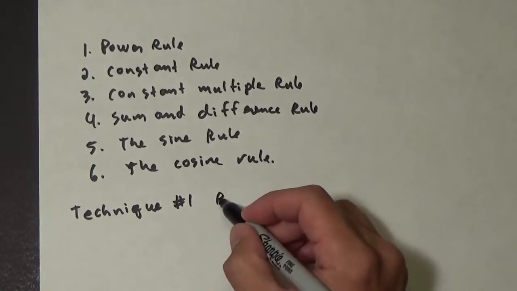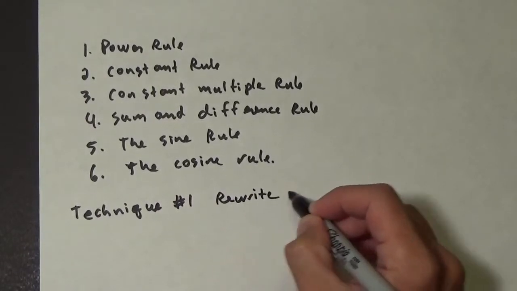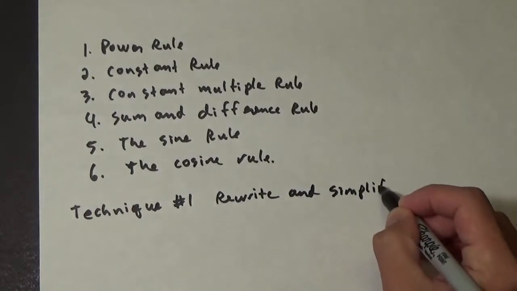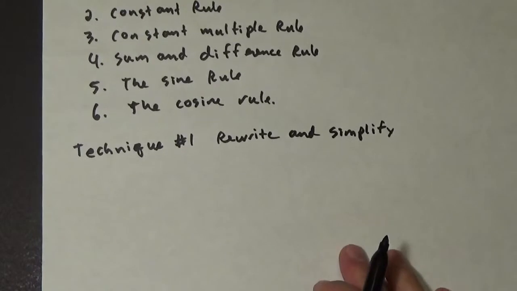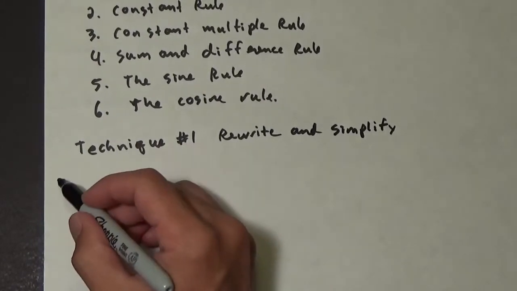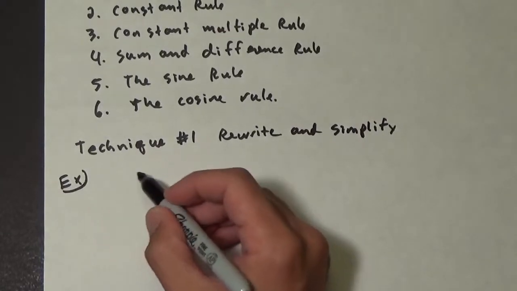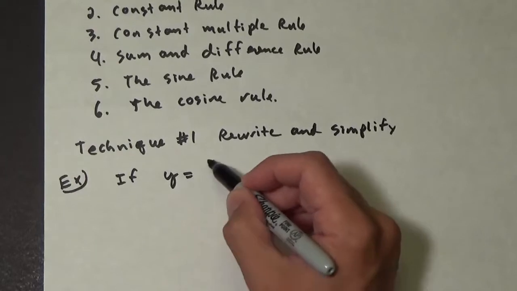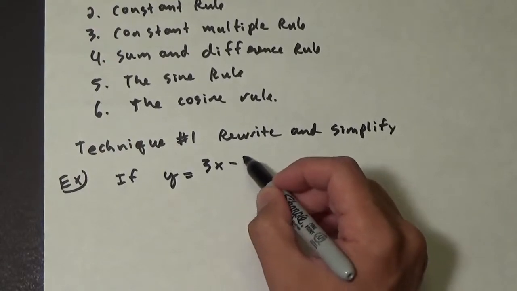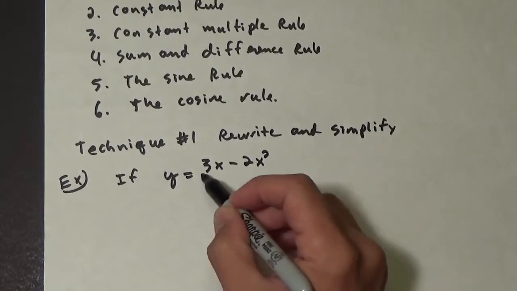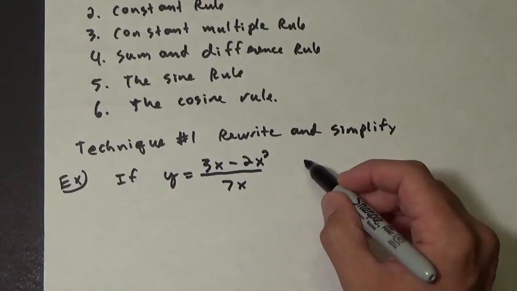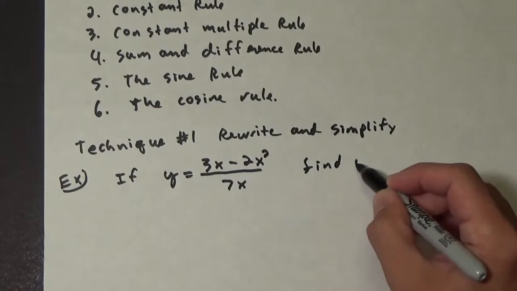And that is to rewrite and simplify. So let's see what we mean by that. Let's say y equals (3x minus 2x squared) all over 7x. Find y prime.